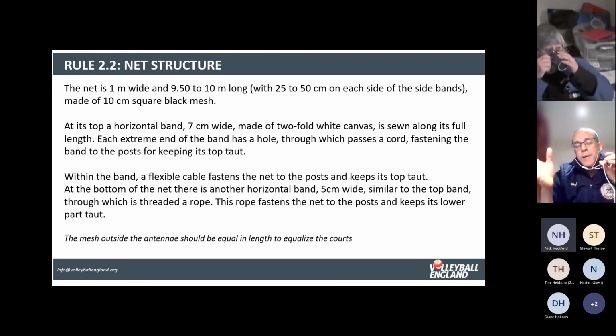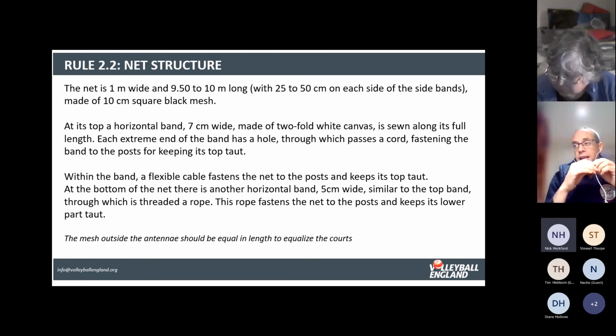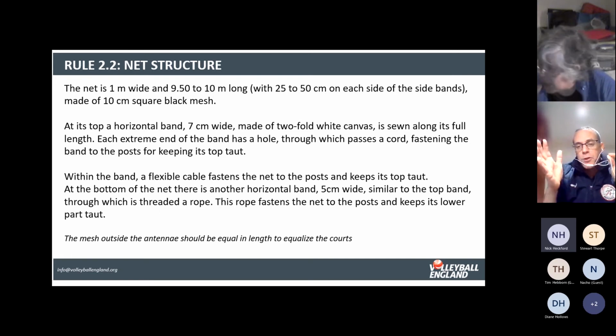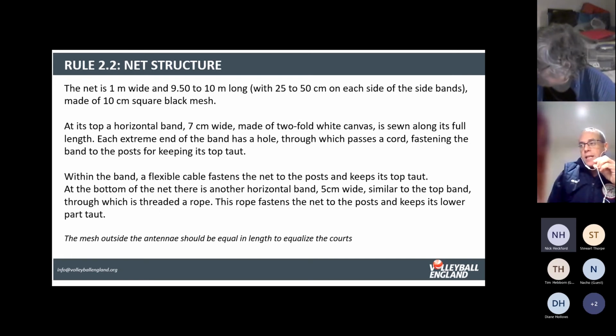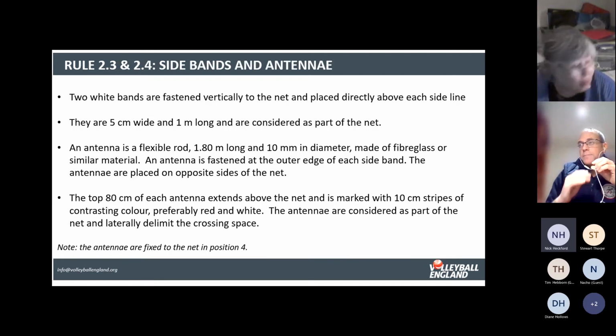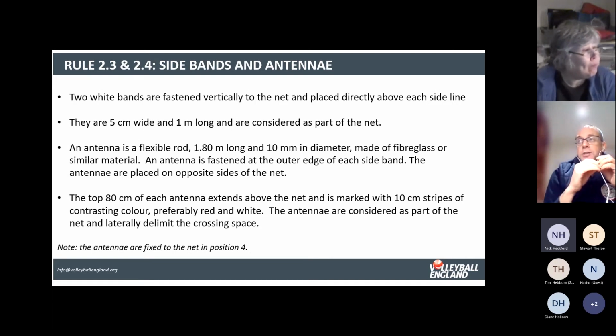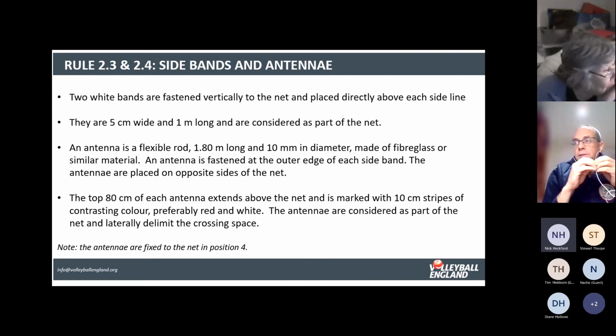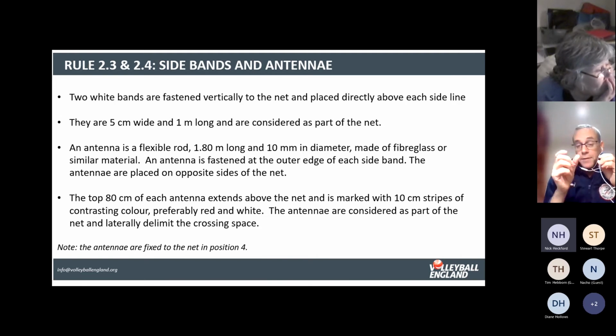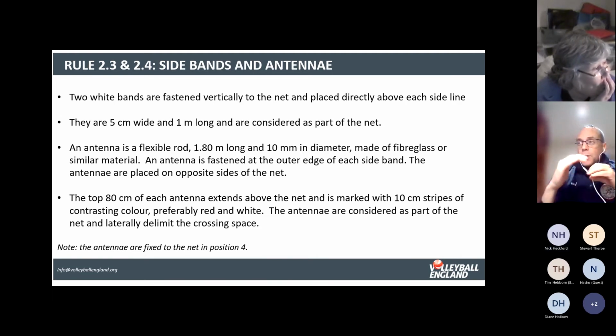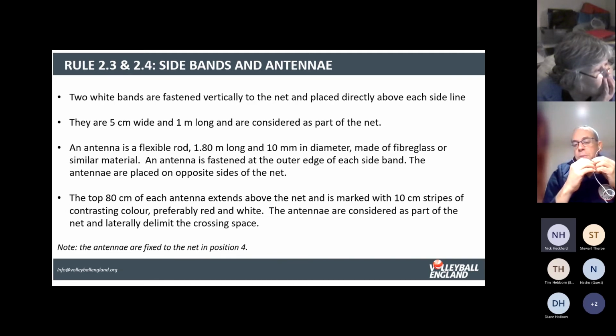Okay, so one thing about when the net's set up is that the mesh outside the antenna on both sides of the court should be equal to make sure that the court looks as though it's equalized on both sides. The two white bands are fastened vertically to the net directly over each sideline. They're 5 centimeters wide again, 1 meter long, and they're considered to be part of the net.